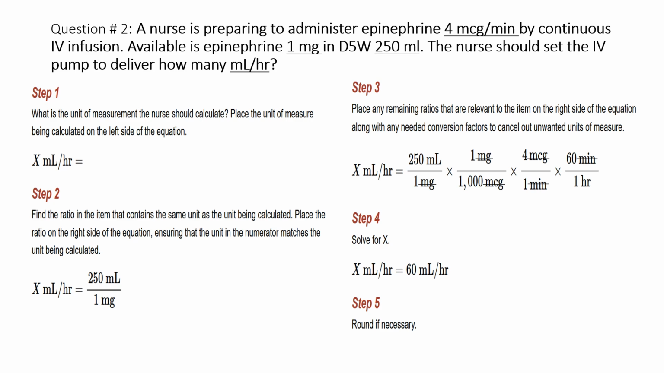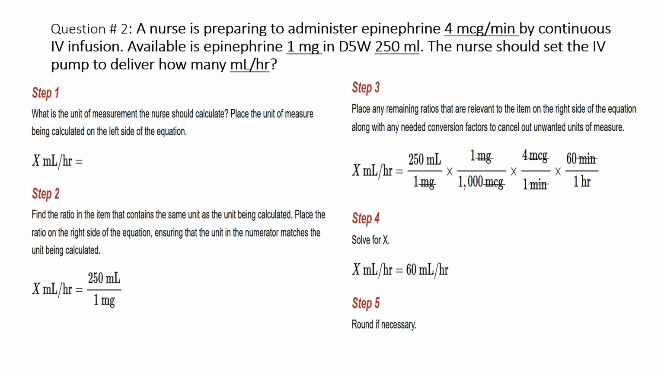Here we've got another one. So question 2. A nurse is preparing to administer epinephrine 4 micrograms per minute by continuous IV infusion. Available is epinephrine 1 milligram in D5W 250 mL. The nurse should set up the IV pump to deliver how many mLs per hour?